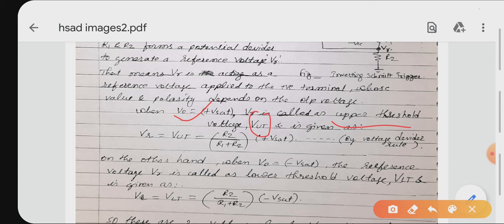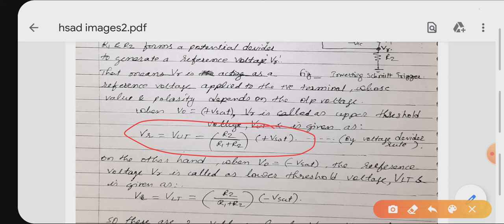VUT, UT stands for upper threshold voltage, and whose value depends on the resistors which are used in the voltage divider. So VR will be equal to VUT, which is equal to R2 by R1 plus R2 times plus Vsat. This equation is because of the voltage divider rule. VUT means upper threshold voltage. It is nothing but the reference voltage which is obtained when the output voltage is plus Vsat, and it can be determined by using this formula, R2 by R1 plus R2 into Vsat.